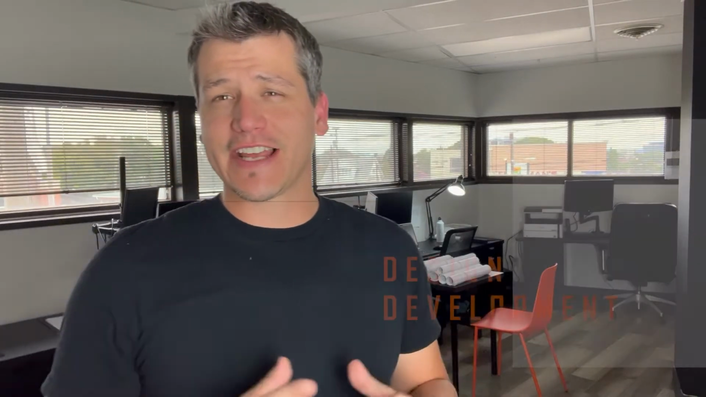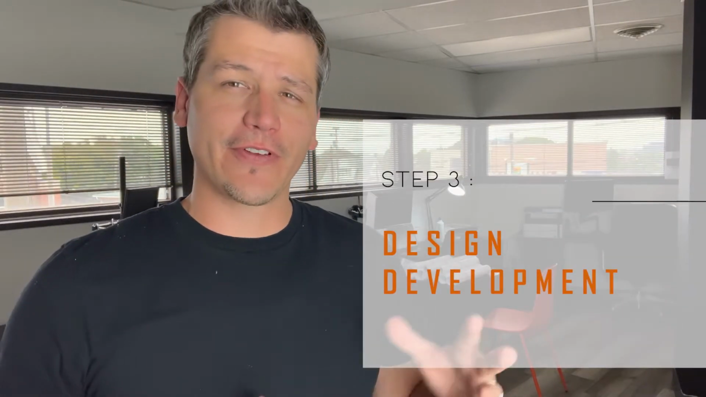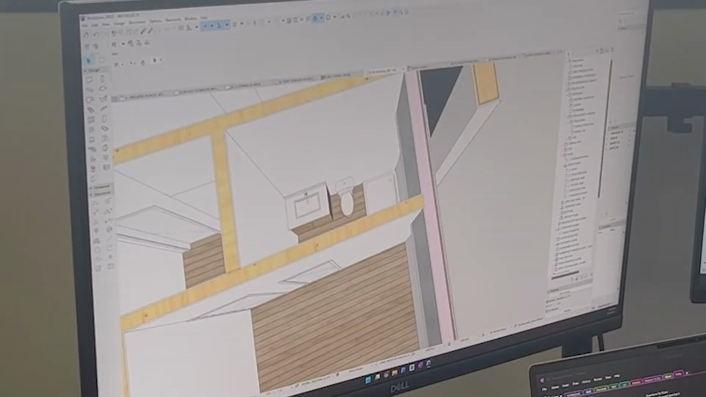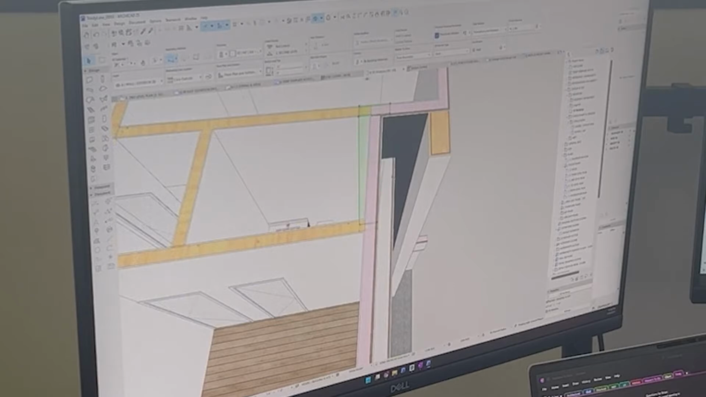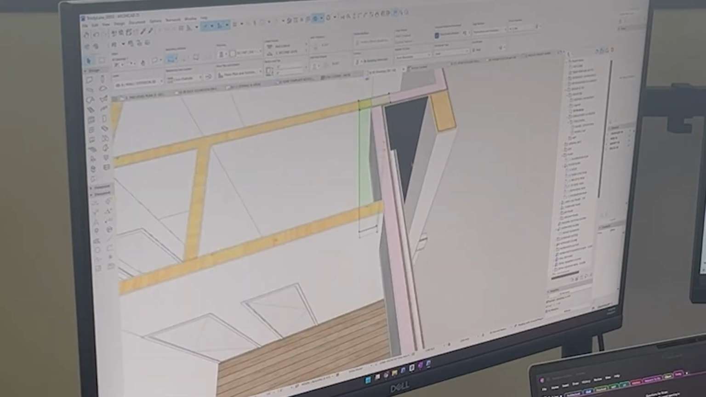Step 3 is design development. This is where we're starting to figure out how to actually build the project. We've gone through the planning phase and we understand the relationships that we're trying to make. We've gone through the schematic design phase and we understand the overall shape and layout of the building. Now it's time to figure out how to actually build it. Here we're going to get into structural engineering, mechanical engineering, figuring out what the beam sizes are, what the layout of the HVAC is, and all sorts of other things.